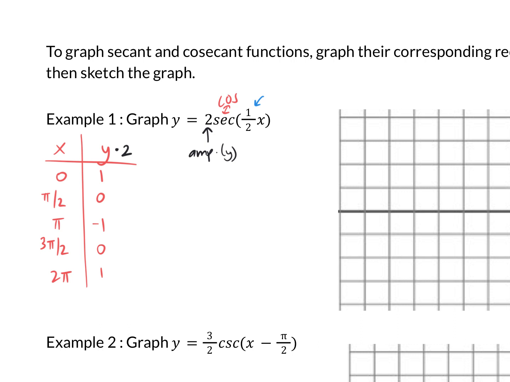Okay, so my 1/2 is going to affect my period, because period is 2 pi over b. So my period in this case is 2 pi divided by 1/2, because this is my b value. And what is 2 pi divided by 1/2? 4 pi. Okay, so let's go ahead and multiply that y value by 2. So I get 2, 0, negative 2, 0, and 2.